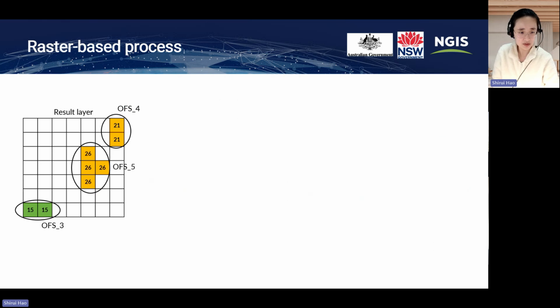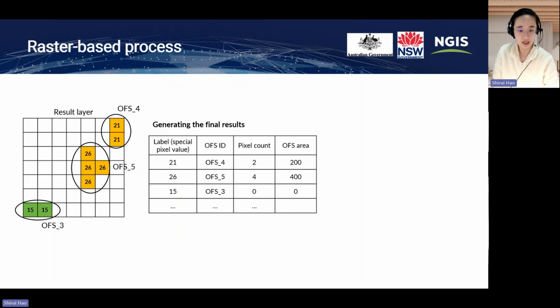So it's quite simple. We will have our final result layers, in which only the OFS number 3, number 4, and number 5 have been kept. And we will also record their pixel count, which for each one of them is 2 pixels, 4 pixels, and 0 pixels. Because we know that for each pixel the area was 100 square meters, we will know that the OFS area on that day for that specific storage was 200, 400, and 0.